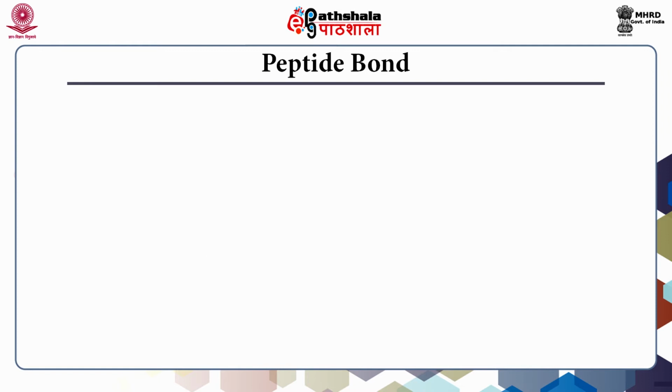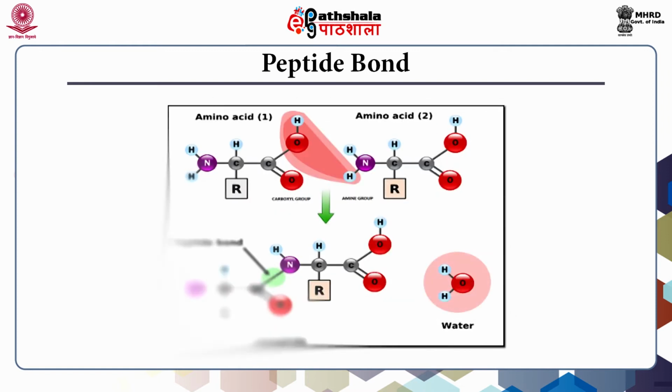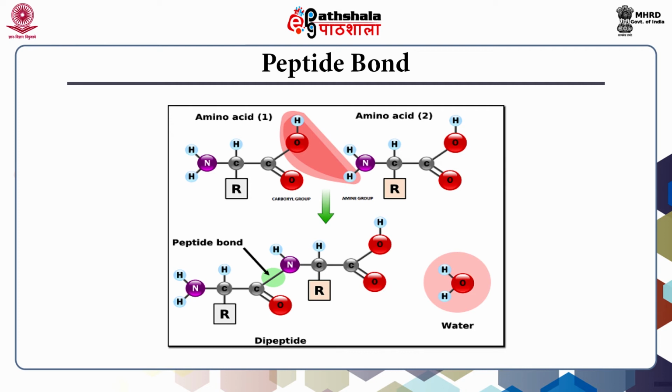In this slide, we look at the formation of a peptide bond. Two amino acids, amino acid 1 and amino acid 2, combine with each other. The carboxyl end of amino acid 1 reacts with the amino end of amino acid 2 to form a CONH bond along with the release of water. The CONH bond is also known as the peptide bond.